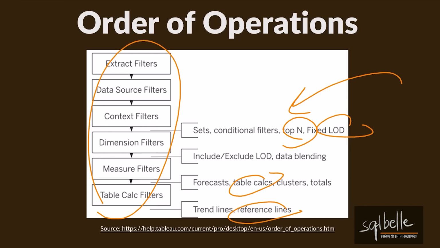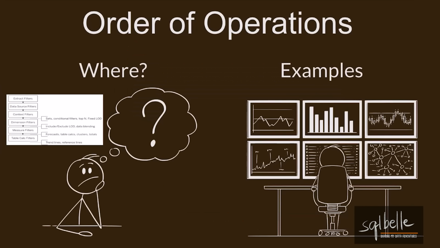The topic of order of operations often comes up when we talk about calculations. This is because oftentimes we combine filters and calculations, and our choice of filters can affect the results that we get from these operations. There are two main parts to this video. First, we're going to step through this diagram and show exactly where to find the different kinds of filters in Tableau Desktop. In the second part, we will see a few common examples which will illustrate why knowing the order of operations matters. Otherwise, we may get unexpected results.